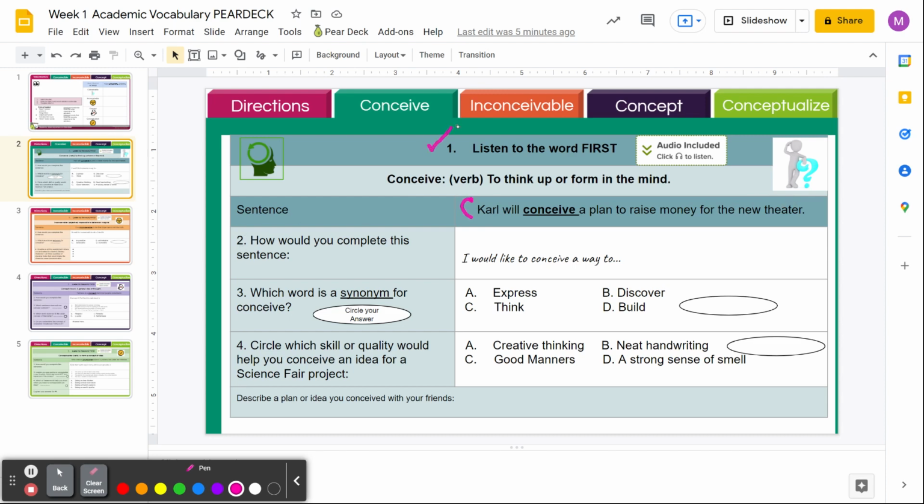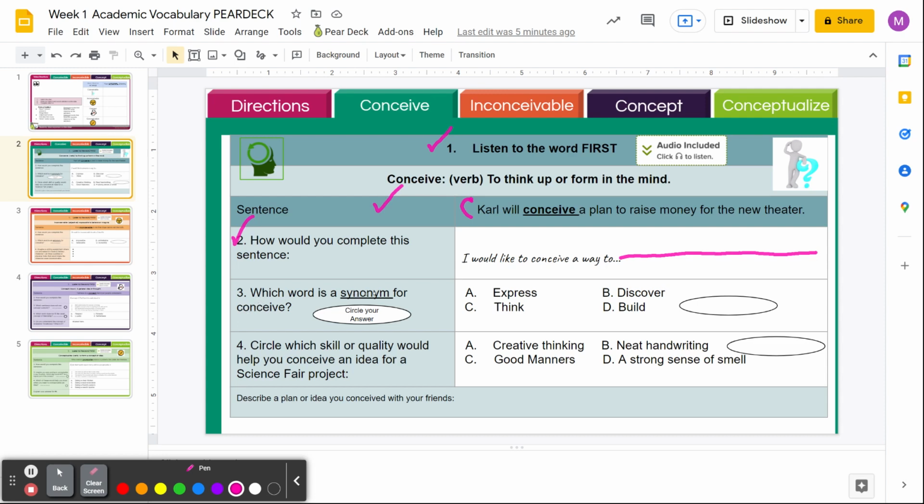So we start with number 1, listen to the word. Then we look at the sentence, read the sentence. After that, how would you complete this sentence? This is where you get to interact with the slide. Go ahead and write a complete sentence by continuing the thought, idea, or concept that's right there in front of you. I would like to conceive a way to blank. This will show your application of the word that we are currently learning.